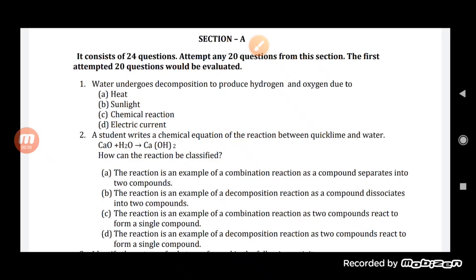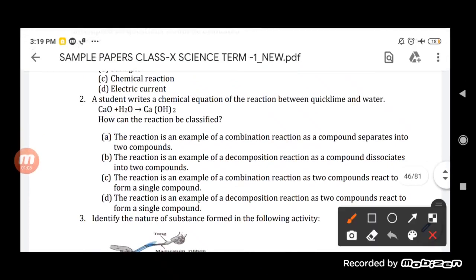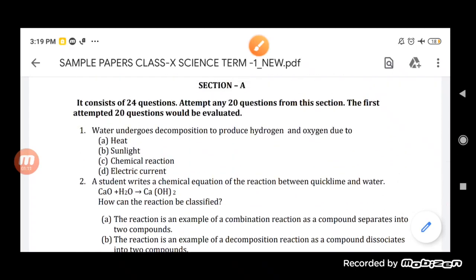Now starting with the first one: water undergoes decomposition to produce hydrogen and oxygen due to what? So you know that water undergoes a decomposition reaction, and this process occurs with the help of electric current. So it is actually due to the electrolytic decomposition reaction that this process generally occurs. It is because of the electric current only that the water decomposition process occurs.